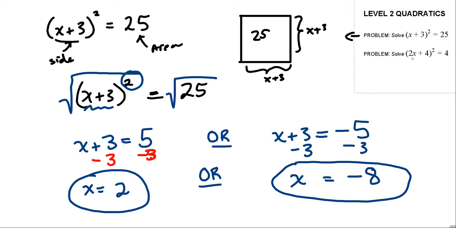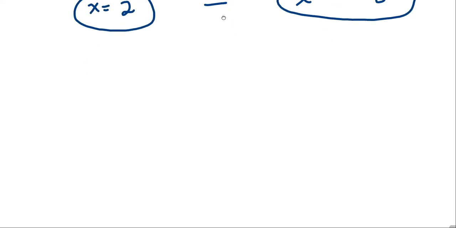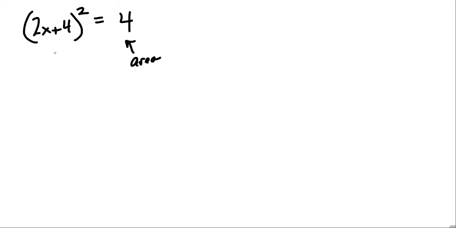I'm going to use this one here, 2x plus 4 squared equals 4, for the next example. So I keep in my memory: 2x plus 4 squared equals 4. Again, this is the area on this side, and somehow this is the length of the side. We're going to figure out algebraically what the x is.